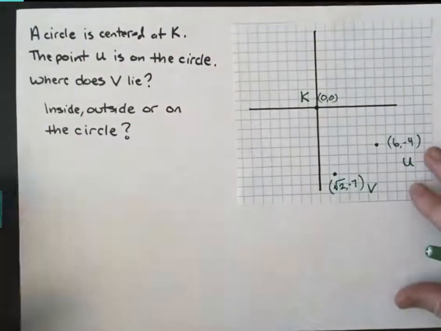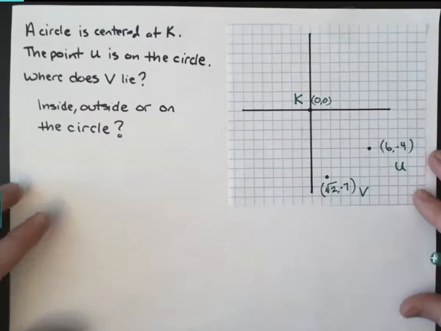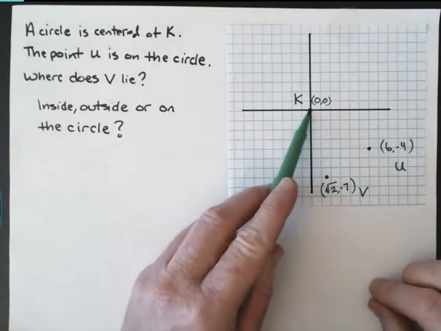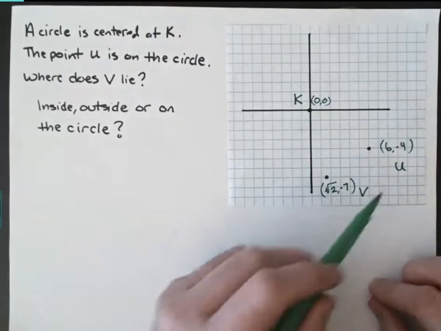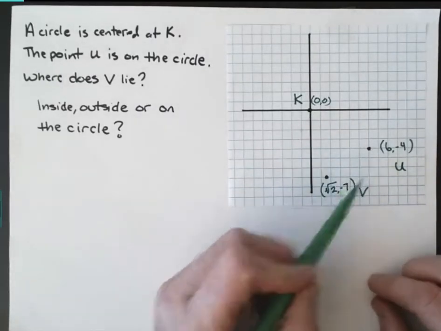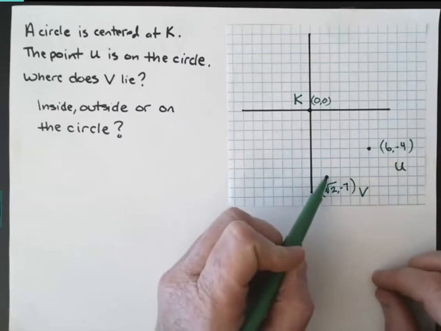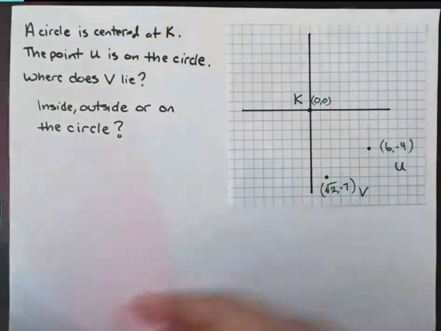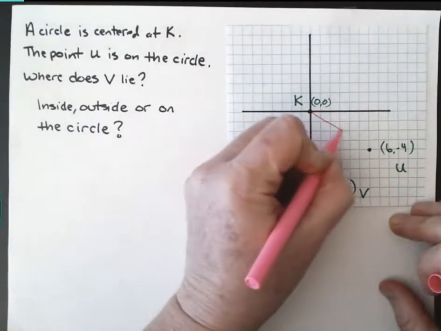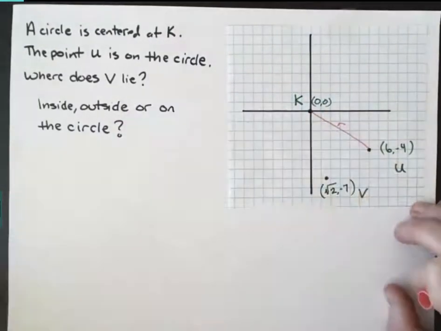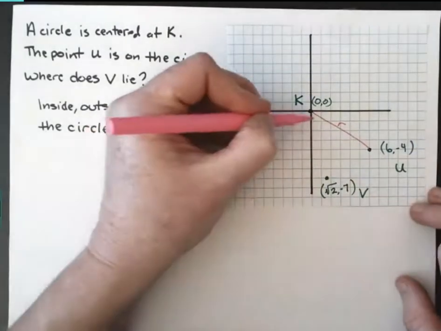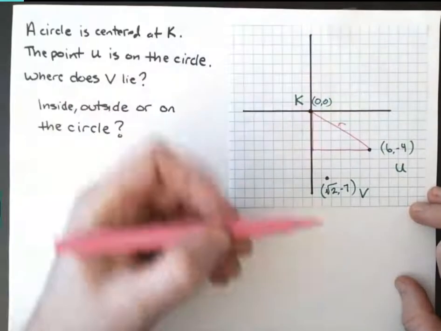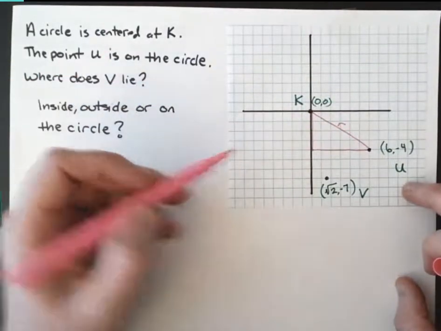Okay. So let's say you have a question like this. It says a circle is centered at K, 0, 0. The point U is on the circle. Where does V lie? Is V inside, outside, or on the circle? So the first thing we need to find is this distance to determine what the radius is of that circle. And to do that, we could just draw a triangle, which would allow us to use that distance formula.